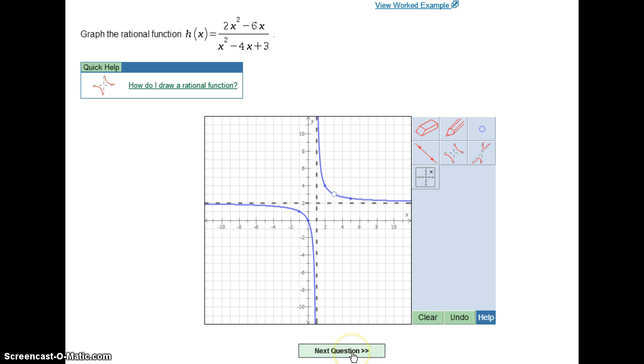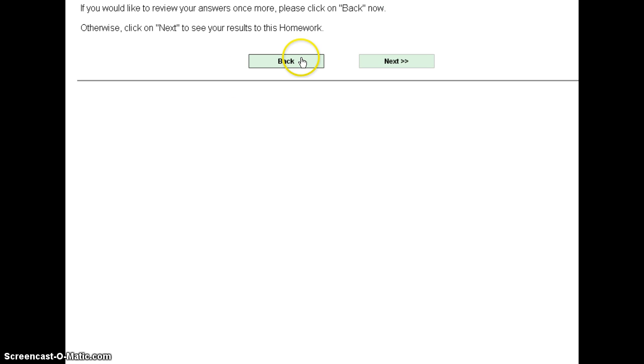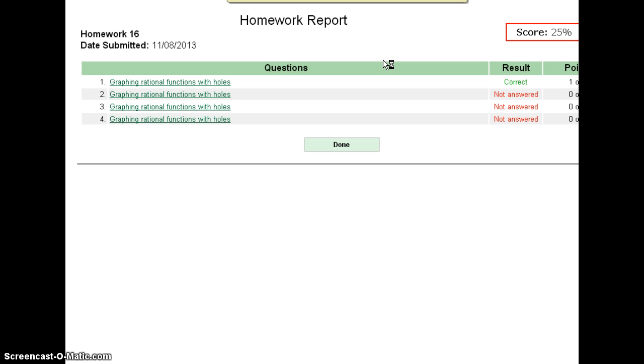And so I set this up as a mini homework, so I could go to the next question, but I am going to go to the top to submit the homework and see that we have this correct. And you can see up here that we do have it correct. So that's how I graph a function that has a hole in ALEKS.